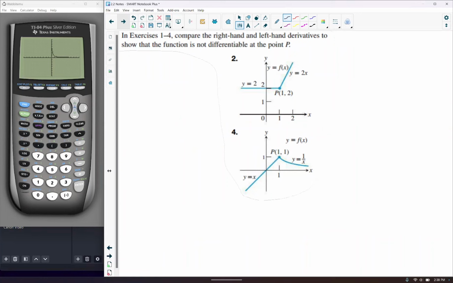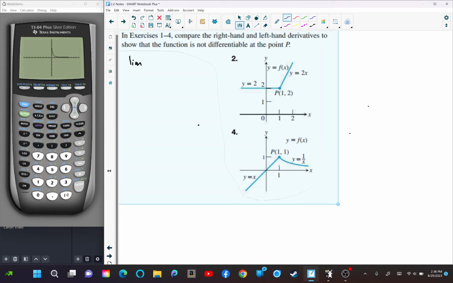Compare the right-hand and left-hand derivatives to show that the function is not differentiable at point P. So we're saying the function is not differentiable at point P right there. So we're going to do the limit as h approaches 0 from the left of this function right here, which the function is just 2. So when we plug 1 plus h in there, it's just going to be 2. And then when we plug 1 in there, it's going to be 2 over h. Well, that's 0. So the left-handed limit is 0, and that's a horizontal line. And a horizontal line has a slope of 0.